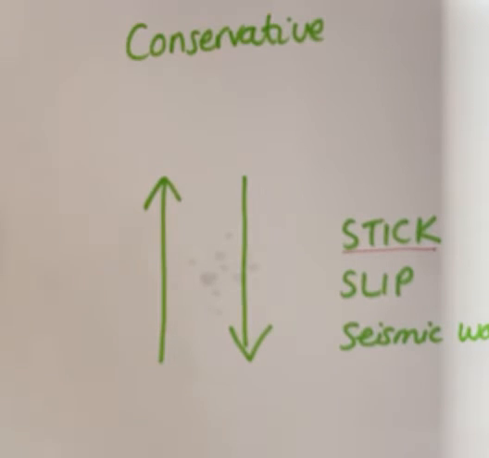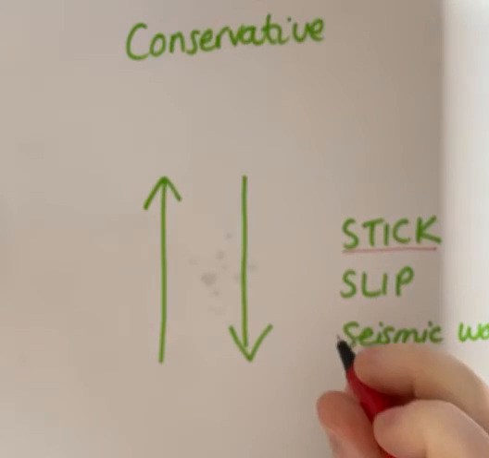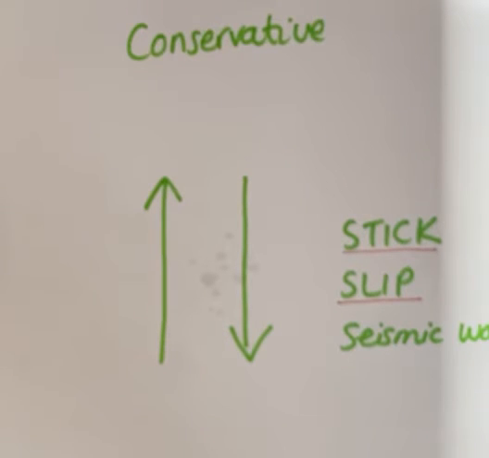So you can imagine how much pressure builds up over that period as the two plates try to move past each other. Eventually, they do manage to slip. They do manage to move past each other. And in the slip phase, all of that energy that has built up, all of that pressure that has built up over those several hundred years, sometimes is released as a series of seismic waves. And that's our earthquake. The classic example of a conservative plate boundary is the San Andreas Fault in California in America.